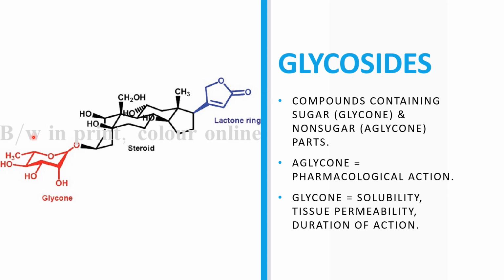So we have here the chemical structure of a glycoside, particularly a cardiac glycoside, and it shows that it has mainly two parts. Now we have the sugar part or the glycone and the non-sugar part or the aglycone part or the aglycone moiety.